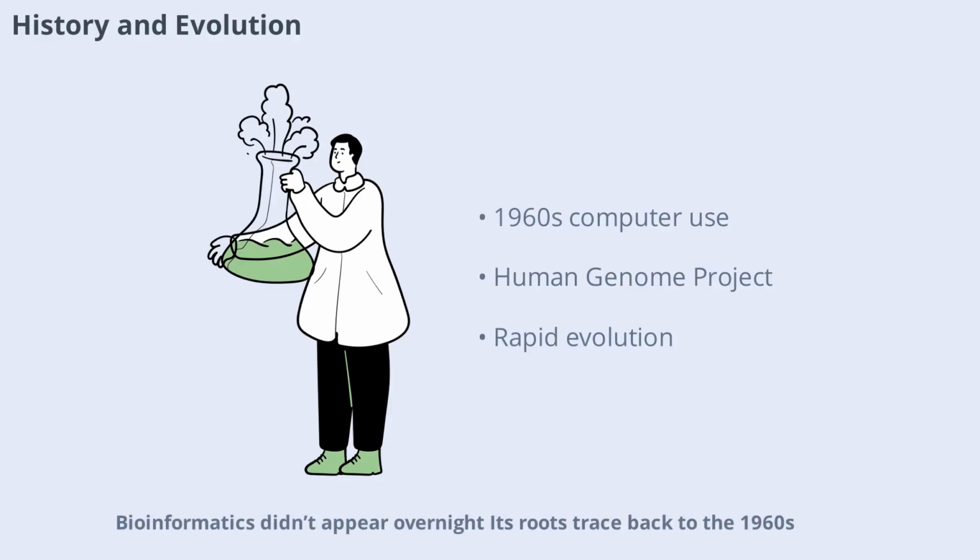Bioinformatics didn't appear overnight. Its roots trace back to the 1960s when scientists began using computers to store and analyze biological information. The field truly took off in the 1990s with the Human Genome Project, which aimed to map all human genes. This massive undertaking generated unprecedented amounts of data, demanding new computational approaches. Since then, bioinformatics has evolved rapidly, keeping pace with advances in sequencing technology and computing power. Today, it's an essential part of biological research, driving discoveries that were once unimaginable.